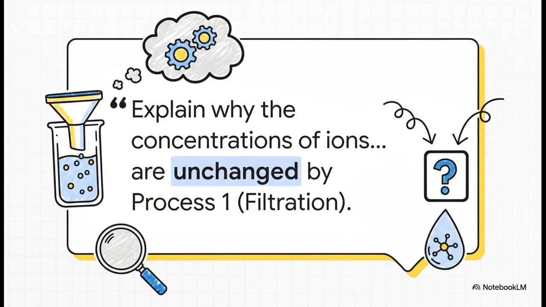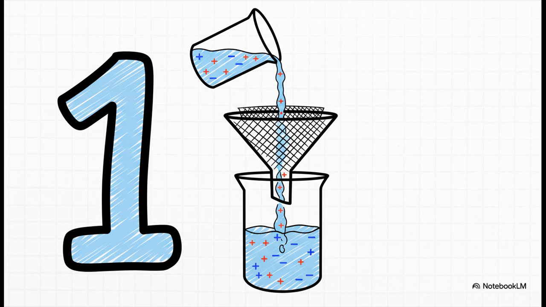All right, now for a 2-marker. The question is asking why just filtering water doesn't get rid of sodium and chloride ions. That word why is screaming at you. You need to provide a reason, not just a description. Okay, mark number 1, it's for stating the obvious, but it's an essential first step. The ions simply pass through the filter.